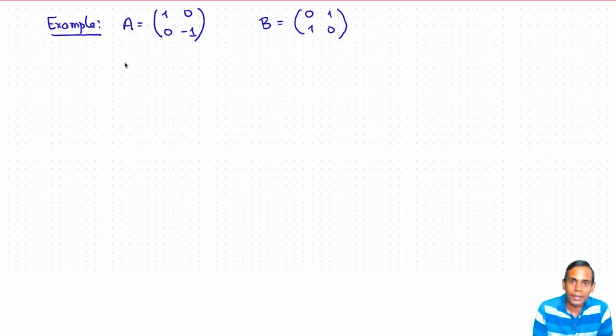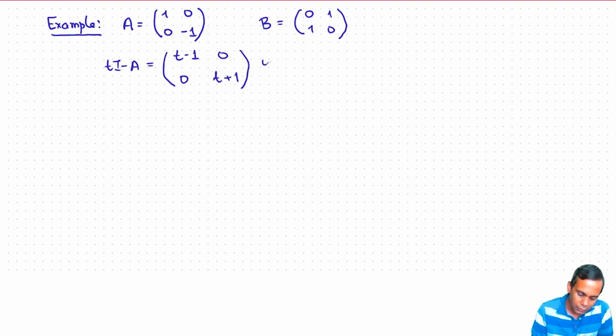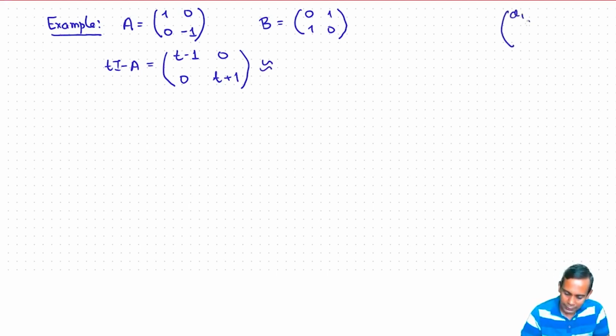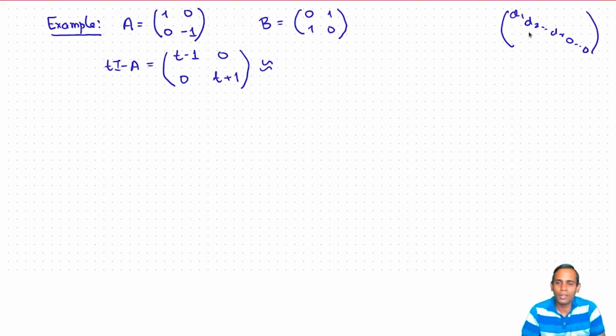work it out. So we have tI minus A, so what is that? tI minus A is t minus 1, 0, 0, t plus 1. And what's its Smith normal form? Remember, the Smith normal form is something like this: d1, d2, dr, and then 0, 0, 0, and the product of the first i diagonal entries is the GCD of all the i by i minors. So we just need to figure out the GCD of the i by i minors of this 2 by 2 matrix.